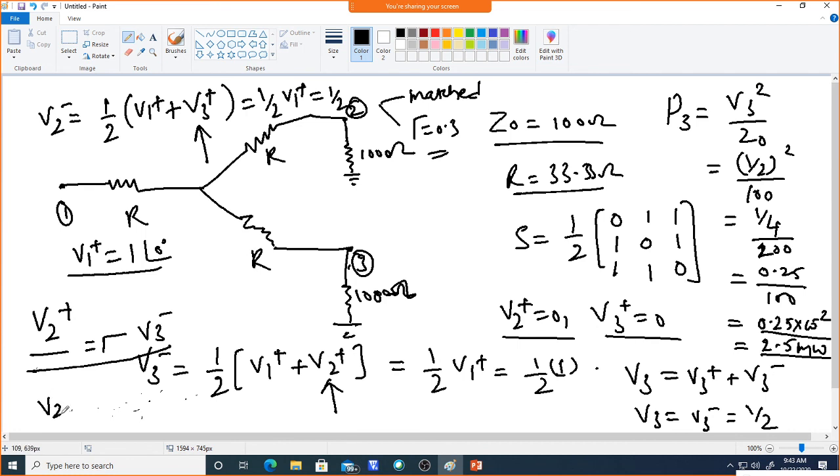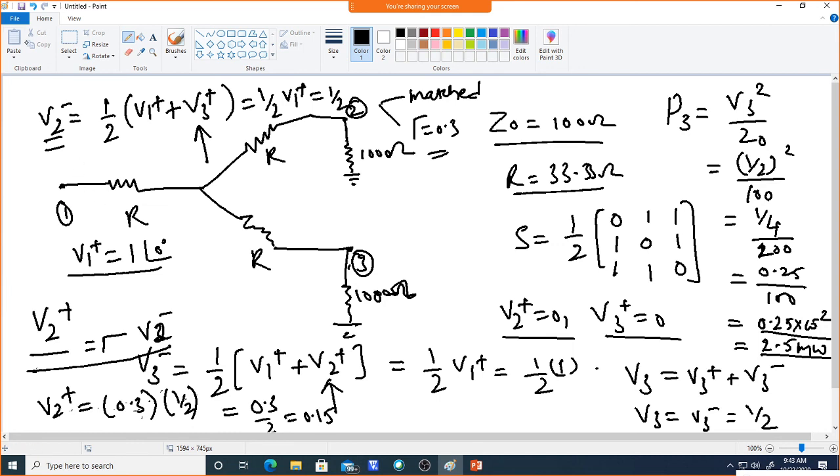So now V2 plus we need to find out with the gamma, that is 0.3 into V2 minus. V2 minus we have found out here, that is half. So that will be equal to 0.3 by 2, which is equal to 0.15. So this is the value of V2 plus. Now we need to find out V3 minus with these values.